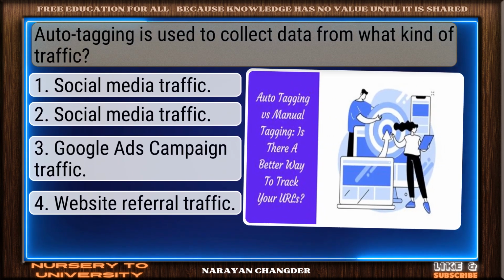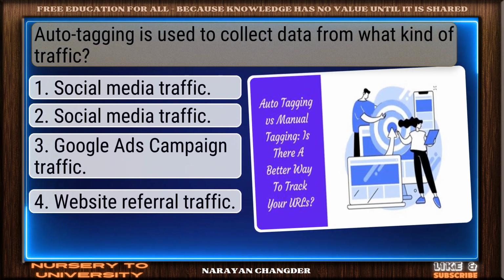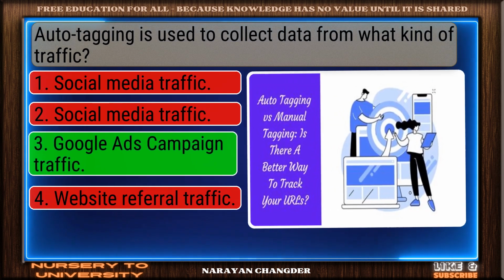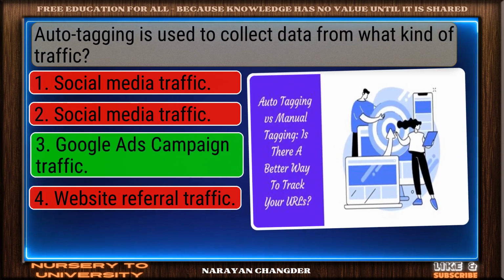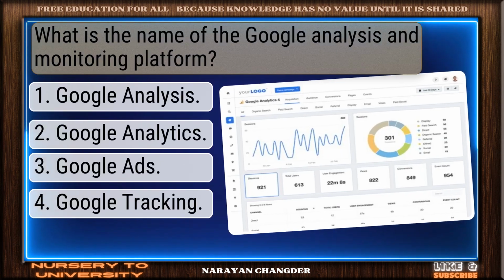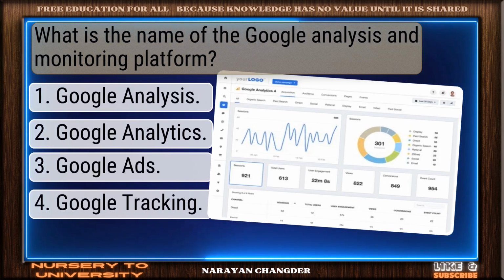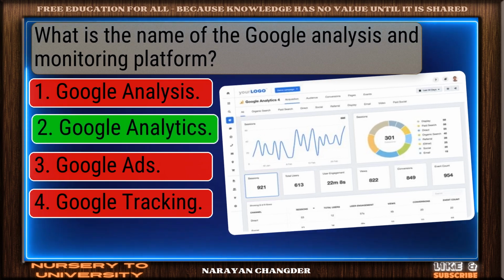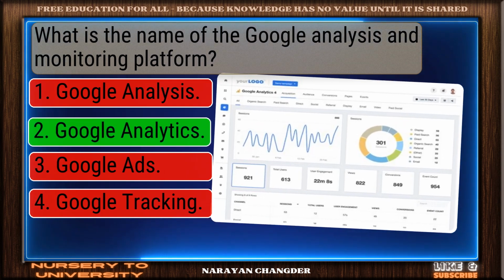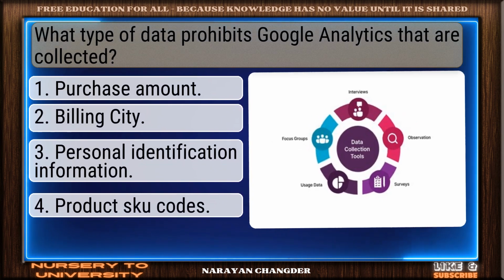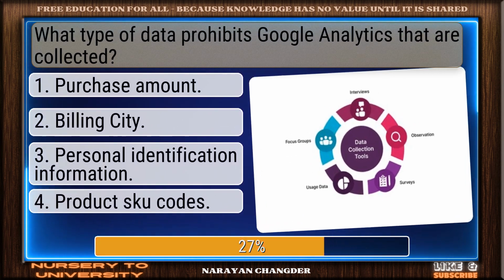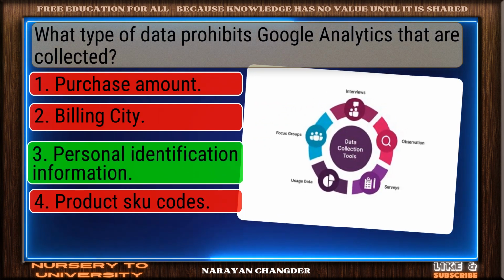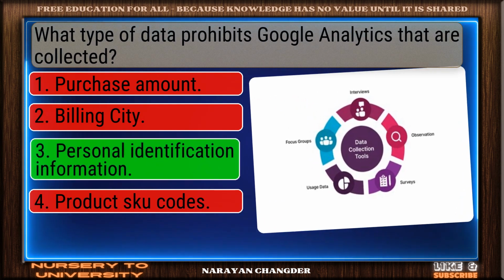Auto-tagging is used to collect data from what kind of traffic? You got it. Your choice, Google Ads campaign traffic, fits well. What is the name of the Google Analysis and Monitoring platform? Good thinking. Google Analytics is the right answer. What type of data prohibits Google Analytics that are collected? Nicely done. Personal identification information is a solid answer.